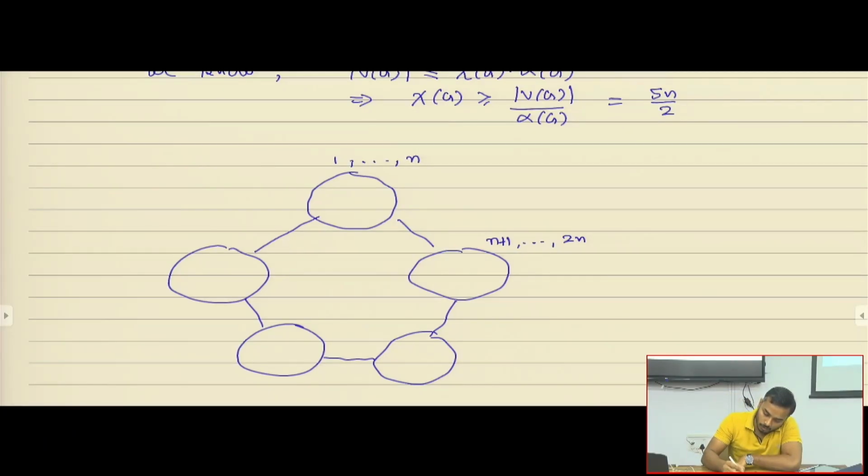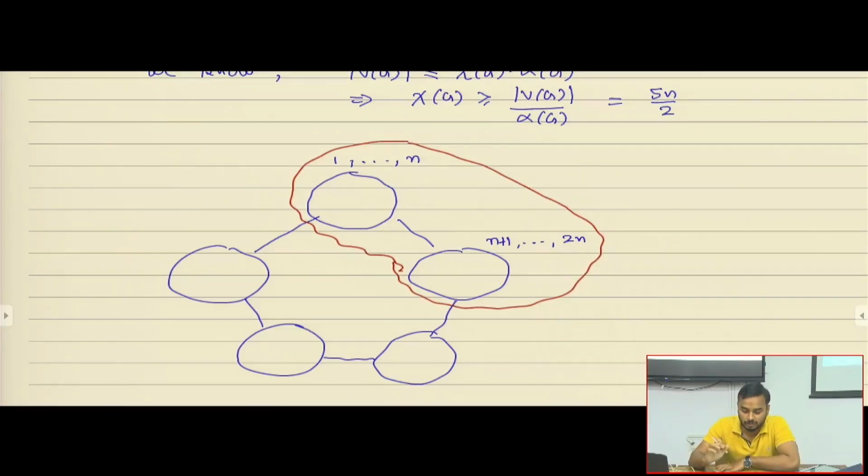Since this whole part is a clique, at least 2n colors must be there. How many colors are left with us? We want to color this with 5n by 2 colors, right? And 2n colors are already used. So we have n by 2 additional colors. So how are we going to do this? I think the idea of the previous question that sir has taught will work here. So does anyone have an idea?